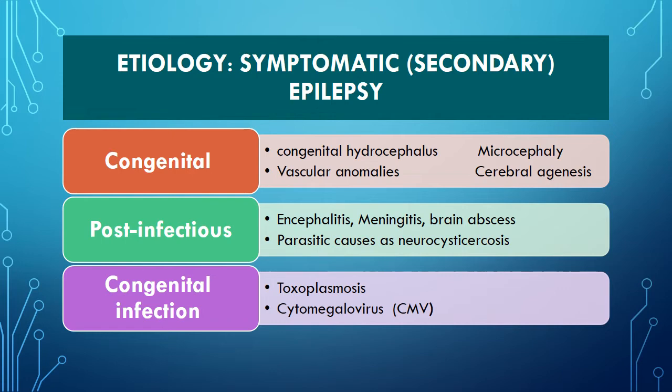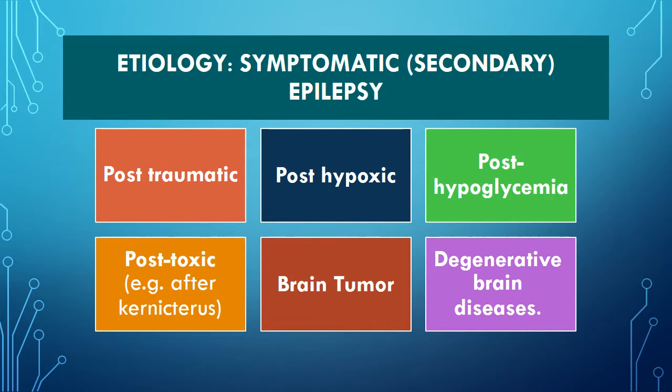neurocysticercosis. Congenital infection also, like congenital toxoplasmosis, congenital rubella syndrome and cytomegalovirus infection could be a cause for symptomatic epilepsy. Symptomatic or secondary epilepsy can also occur as a complication of a previous head trauma or prolonged hypoxia or prolonged hypoglycemia, and also can occur in children with brain tumor or degenerative brain disease.